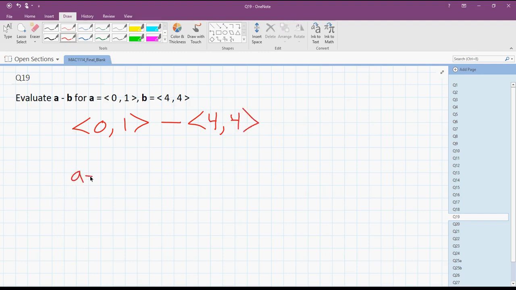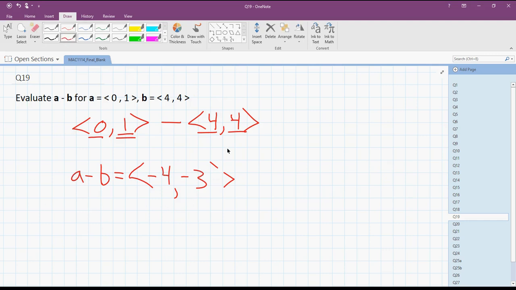So a minus b is equal to what vector? Negative 4 and negative 3. Because you take these guys and subtract them. 0 minus 4 is negative 3. And you take these two and subtract them. 1 minus 4 is negative 3. Did I say 0 minus 4 is negative 3? Yeah. Sorry, 0 minus 4 is negative 4. And then 1 minus 4 is negative 3.